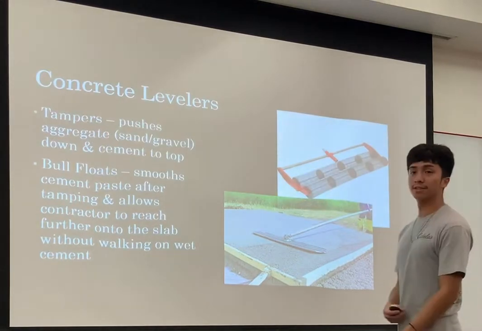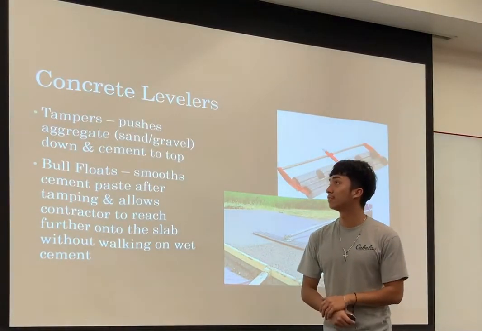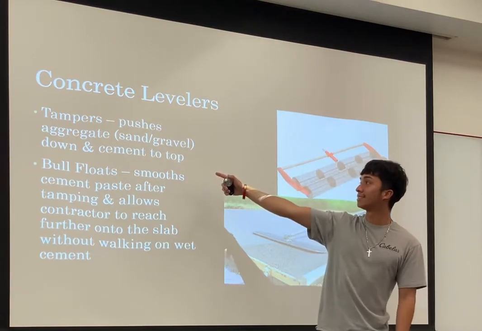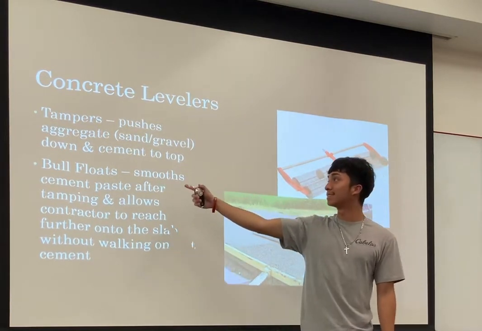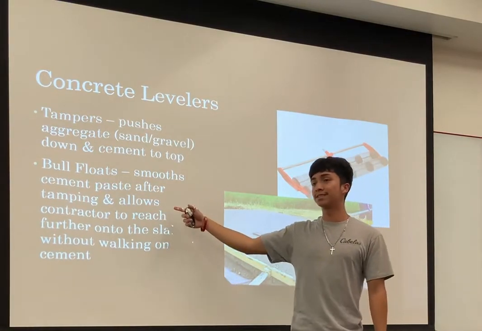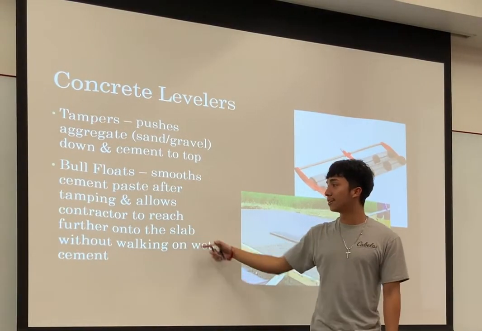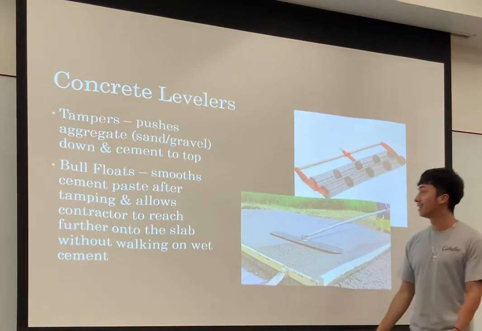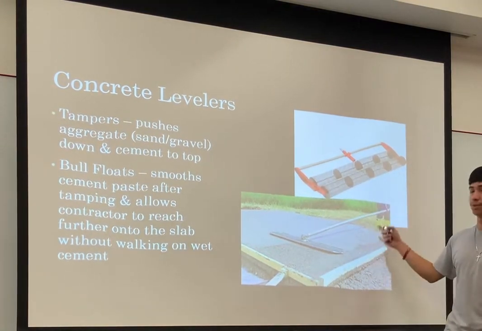So now we talk about the concrete levelers. First we have the tampers, which push aggregate and sand/gravel down and cement to the top. We've got bull floats, which smooth cement paste after tamping and allow the contractor to reach further onto the slab without walking on wet cement. These are some examples of what those look like.